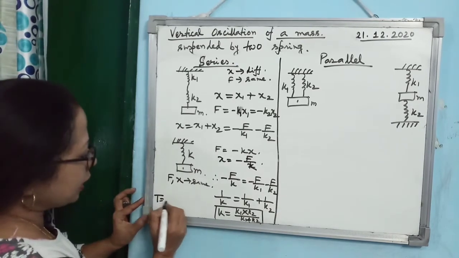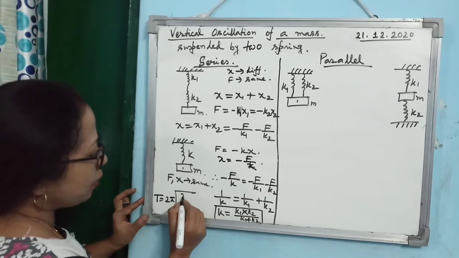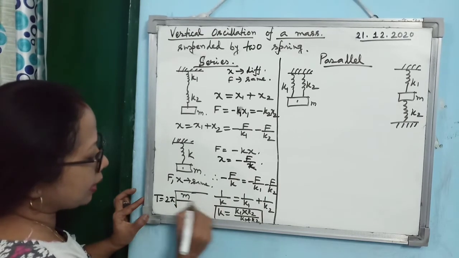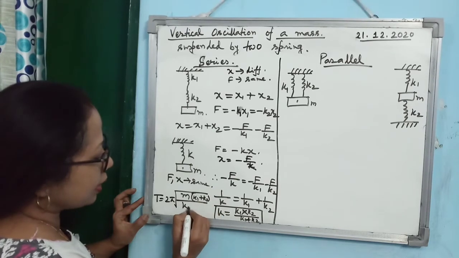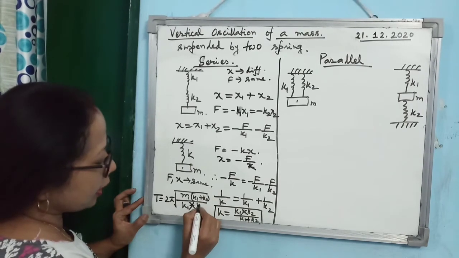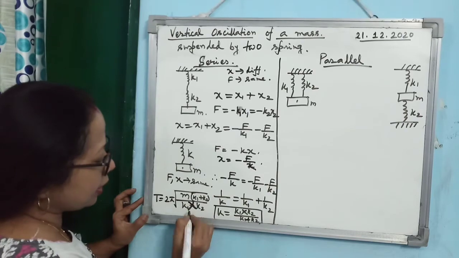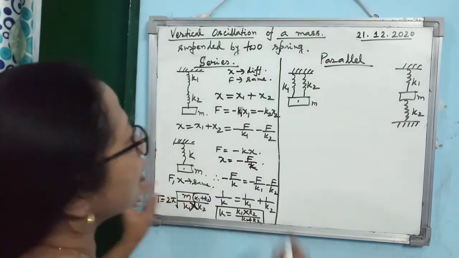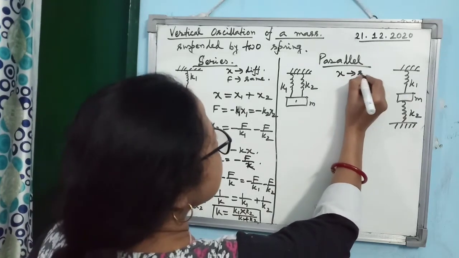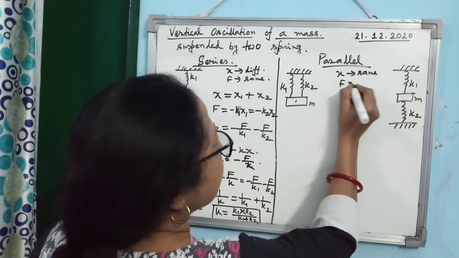And what will be the time period of oscillation? 2 pi under root m by k. So m by k means it will be m into k1 plus k2 by k1 into k2. Is that clear? It is k1 into k2 in the denominator. This is for series combination. Now for parallel combination, what is same? x is same but f is different.